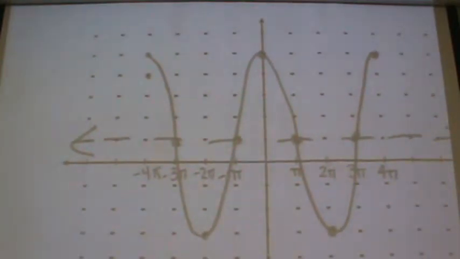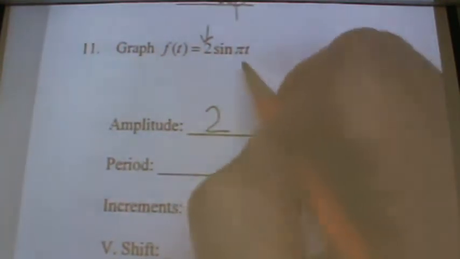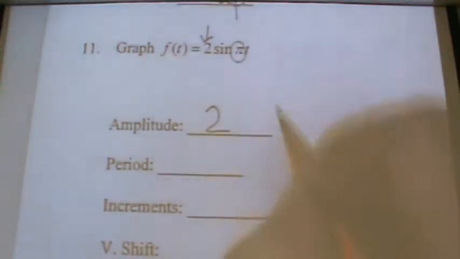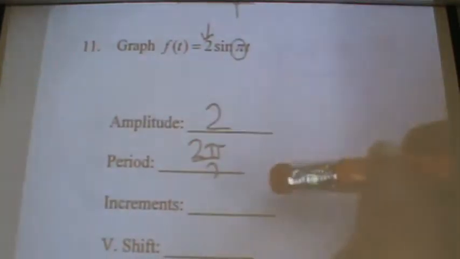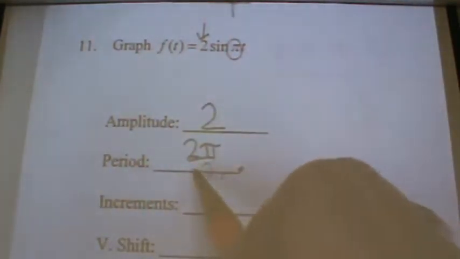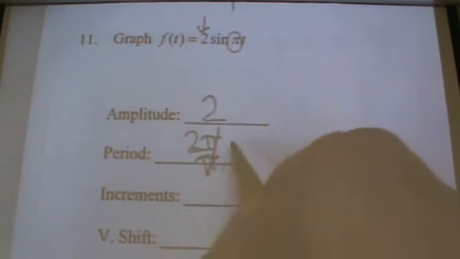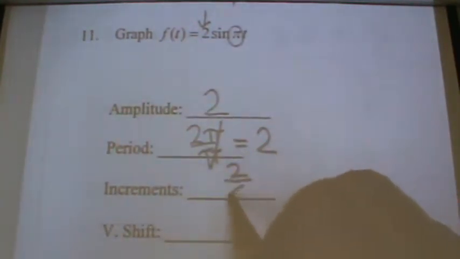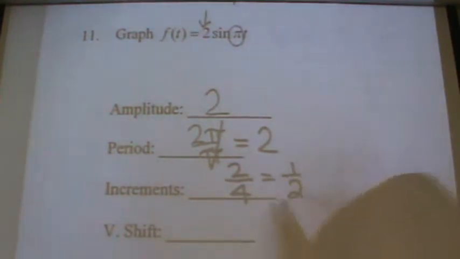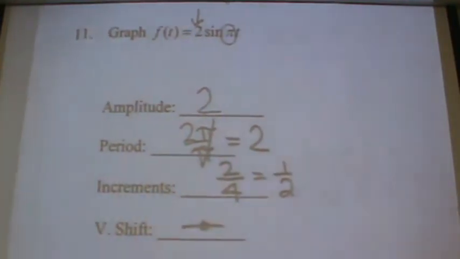Next one. Your amplitude is 2. Your period, the b value is pi, so you're going to do 2 pi over pi. What happens to those pi's? They cancel. So your period is 2 now. Cut this in 4s. So you're going to count by 1/2, and there's not a shift up or down.